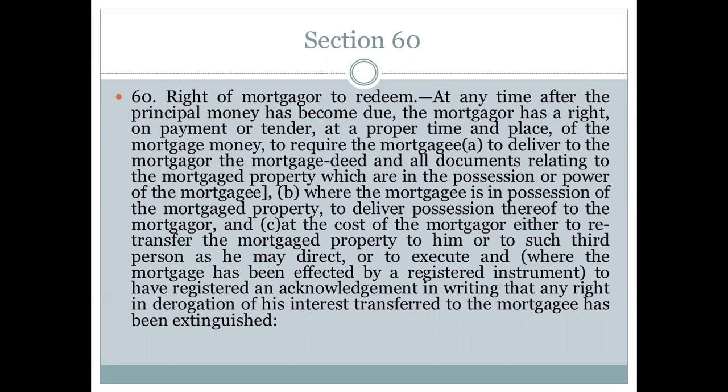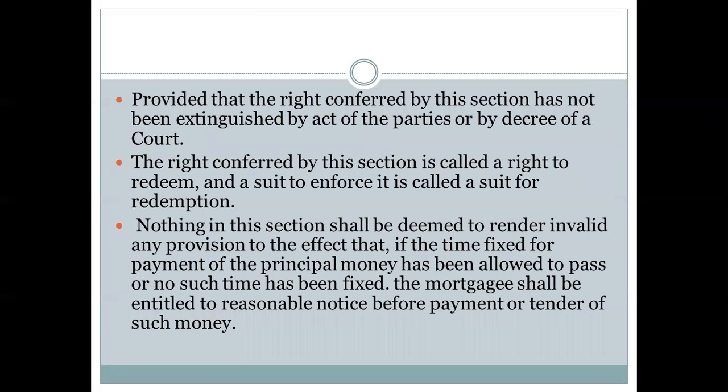Now, what does the proviso say to Section 60? Proviso to Section 60 says, in case the parties have entered into an agreement whereby they have extinguished the right, such act is not permissible, or by virtue of a decree of the court, this right cannot be taken away. The right which is conferred on the mortgagor is called a right of redemption, and the suit which the mortgagor files is called suit for redemption.